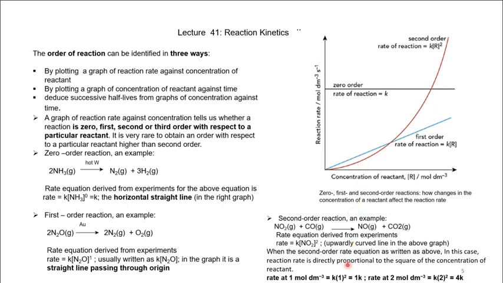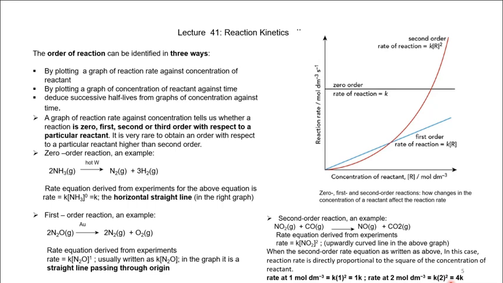We have to remember that in the case of this second order reaction, the rate is directly proportional to the square of the concentration of the reactant. So if we take the rate at 1 mole per dm cube, then we say K times 1 squared, it's 1K, and the rate at 2 mole per dm cube, K times 2 squared, is 4K.